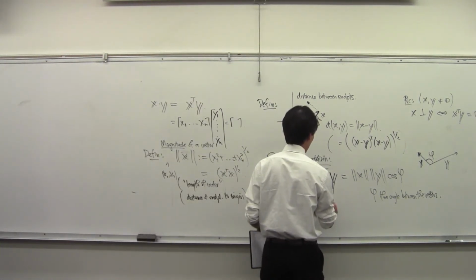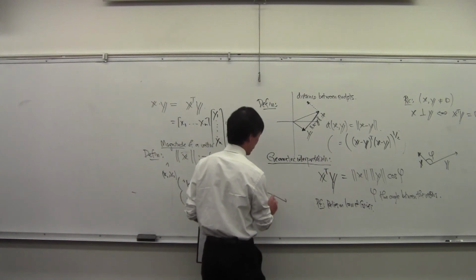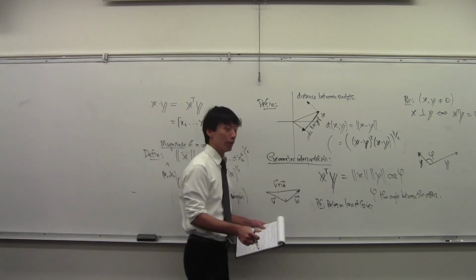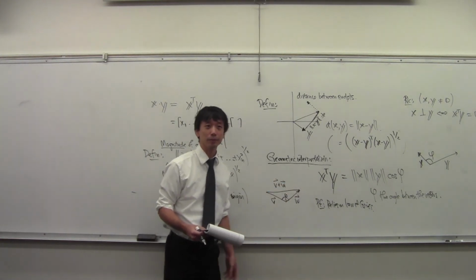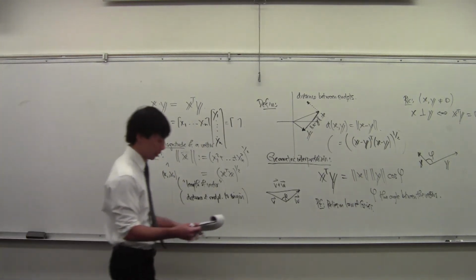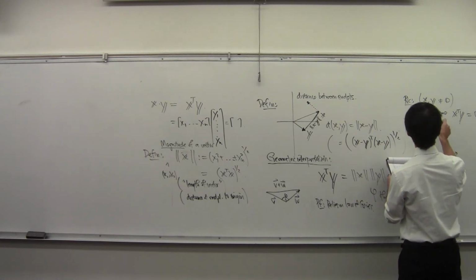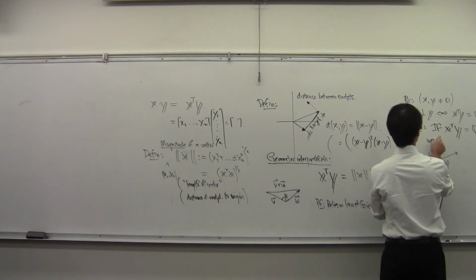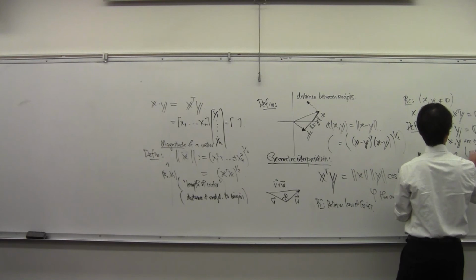The proof relies on the law of cosines. If you have one vector and another vector, you have this third thing that makes a triangle, and you use the law of cosines, and out pops this relation. So this leads to a definition. If the dot product is zero, we say that x and y are orthogonal. That's to say, perpendicular.